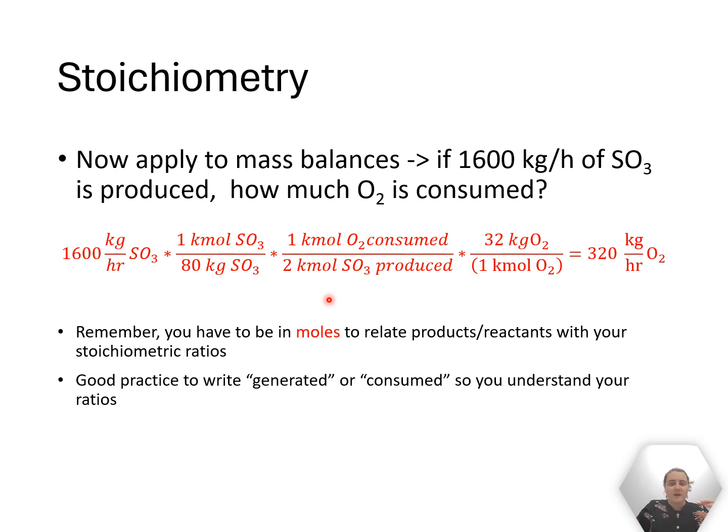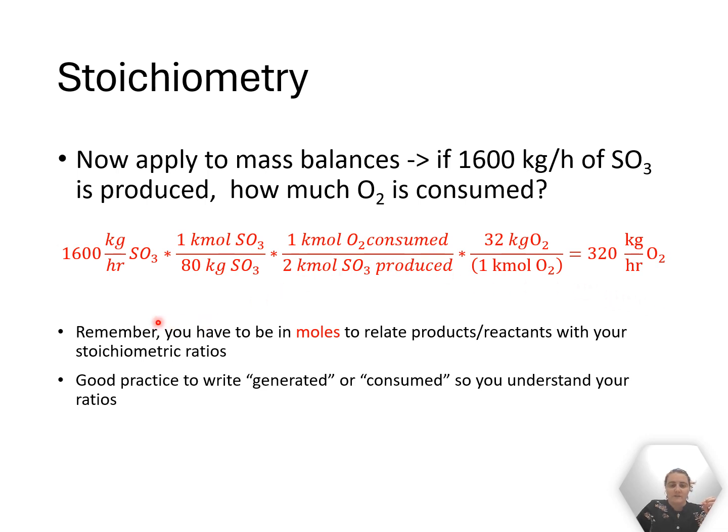And then the stoichiometric ratio is the key thing to everything going forward when we do these types of mass balance problems. 1 kilomole of oxygen is consumed for every 2 kilomoles of SO3 that's produced. So what that's done is moved us from SO3 to O2. Then we need to go back and say, what is the molecular weight of O2, the molecule, not just oxygen itself? Oxygen itself is 16 grams per mole, but that means O2 is 32 grams per mole, or remember, it could be 32 kilograms per kilomole. And that's going to tell us that we have 320 kilograms per hour of O2 consumed.